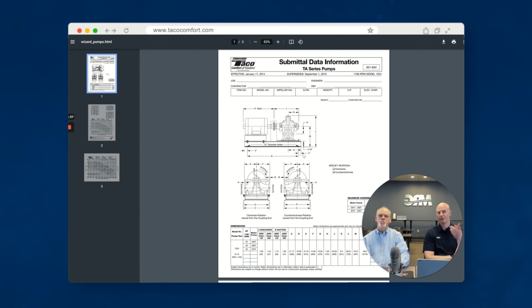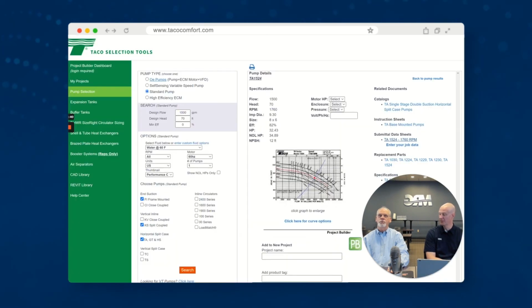All right. So if you do pump selection, you print out the submittal data. You can give us a call or you can email it to us. We can give you a price for it. Yep. Give you availability, all accessories that go along with it. Everything you need from a hydronic pump standpoint.